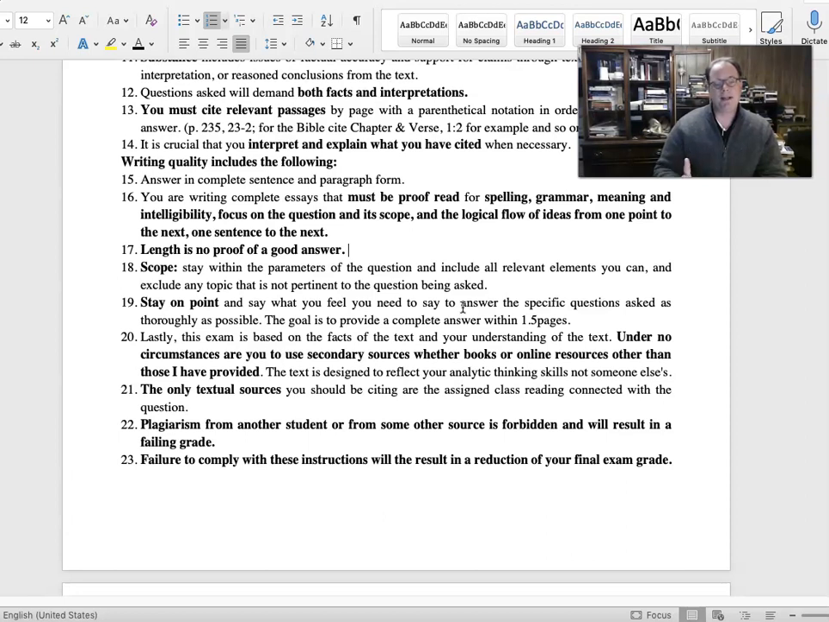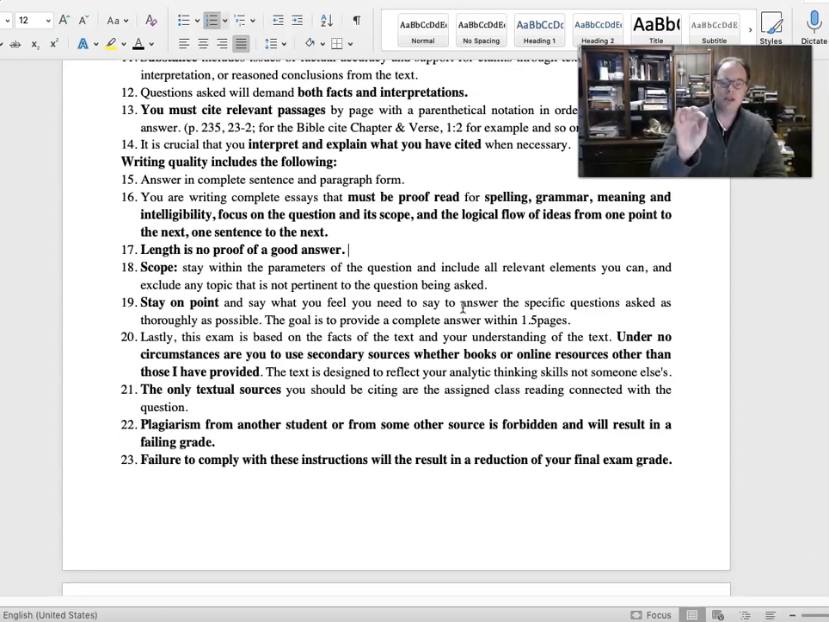Okay, so the point is, this is not a research paper. This is not a research paper. Number 20 here, under no circumstances are you to use any secondary materials or sources, whether books or online, other than the ones I've provided you. So in one class, I have a couple secondary readings that deal with primary text. But in general, we're just dealing with primary texts, and you are not to use any information from online to answer these questions, because these questions deal primarily with your understanding of the text you've been given, right?